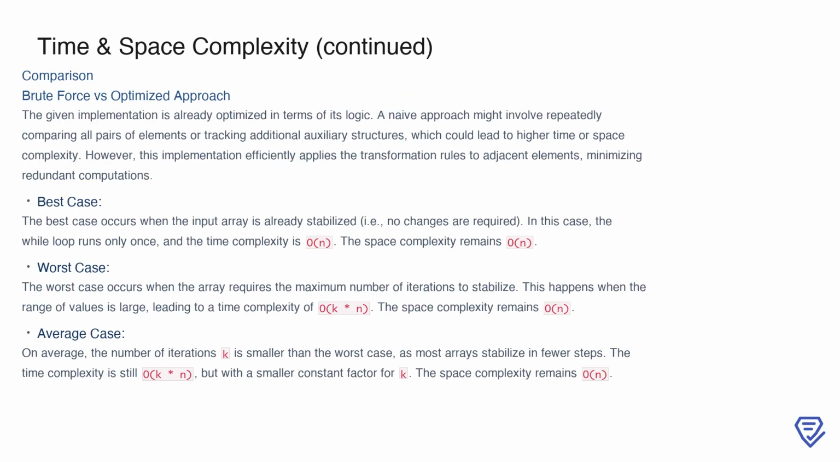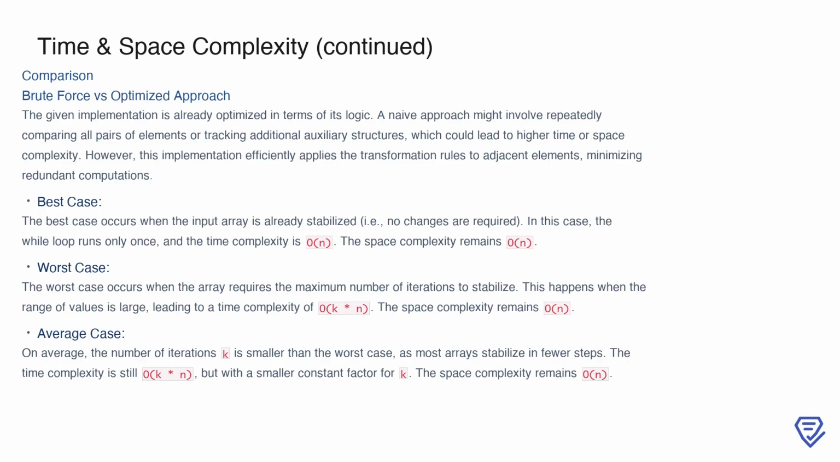Let's compare this approach to potential alternatives and analyze the best, worst, and average cases. The current implementation is already optimized, as it efficiently applies transformation rules to adjacent elements without unnecessary comparisons or additional data structures. A naive approach, on the other hand, might involve comparing all pairs of elements or using extra auxiliary storage, leading to higher time and space complexities.